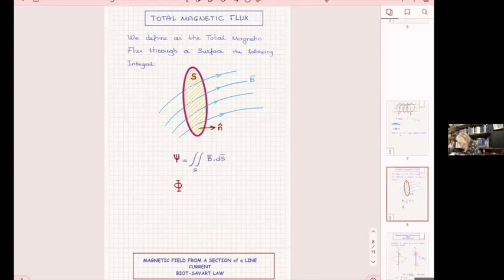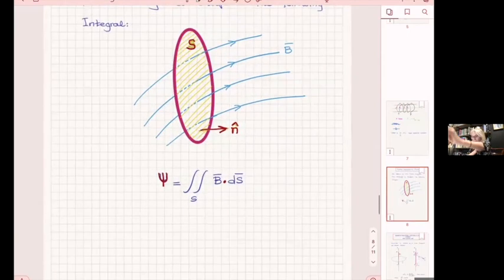At some point, I don't want to use it. Yeah, the book uses this symbol. All right, so we're gonna, but you may see it as phi somewhere else if you are looking for a magnetic flux. Then this magnetic flux is the integral of B dot inner product with the surface on that surface. That is called the total magnetic flux.